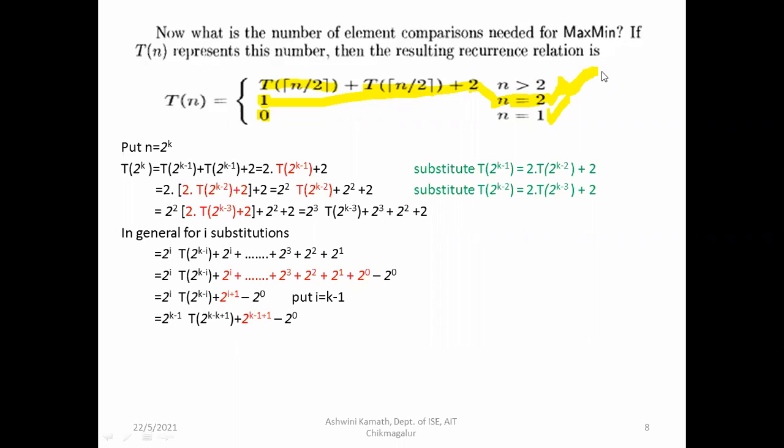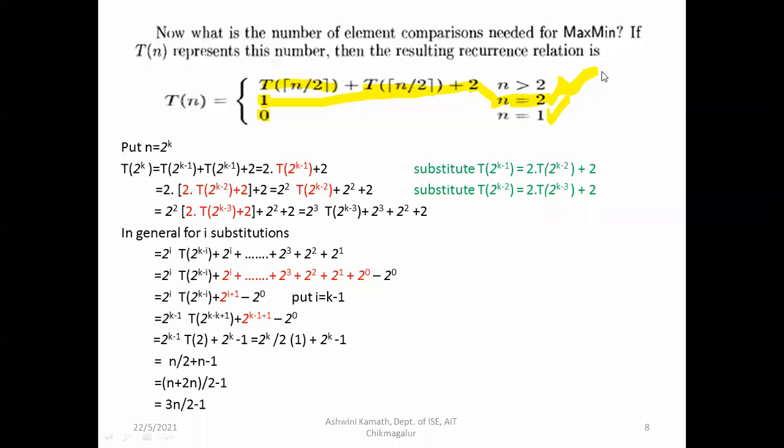So when we put i is equal to k minus 1, we'll get 2 to the power of k minus 1 into T of 2 to the power of k minus k plus 1, plus 2 to the power of k minus 1 plus 1 minus 2 to the power of 0. It becomes 2 to the power of k minus 1 into T of 2, that is 2 to the power of 1, it is T of 2, then plus 2 to the power of k minus 1, which is equal to 2 to the power of k divided by 2 into 1 plus 2 to the power of k minus 1, which is equal to n by 2 plus n minus 1, that is 3n divided by 2 minus 1.